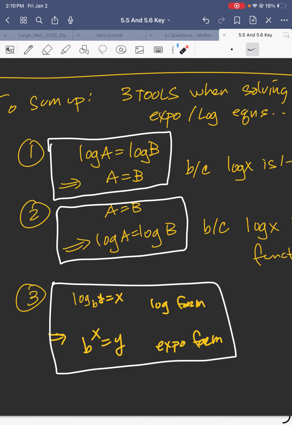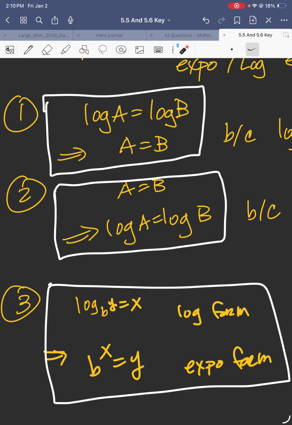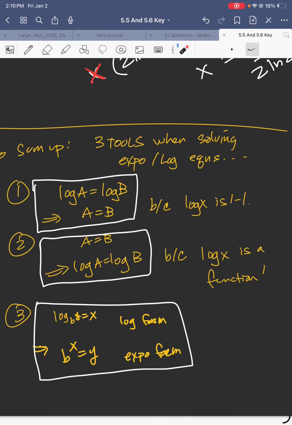To sum up, these are the main things that we saw. Because log is 1 to 1, if you have log equal to log, you can just say the inputs are equal. Because log is a function, you can take the log of both sides. And if you have log form, you can put it into exponential form.